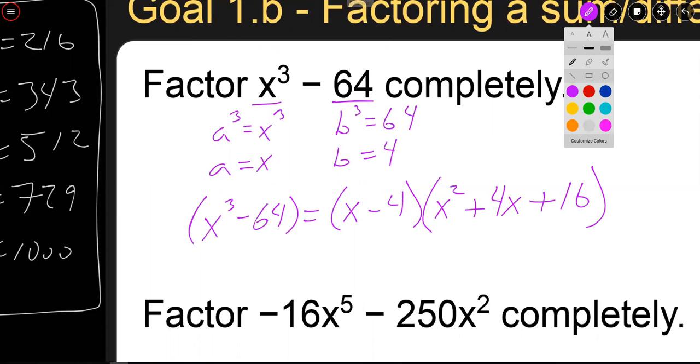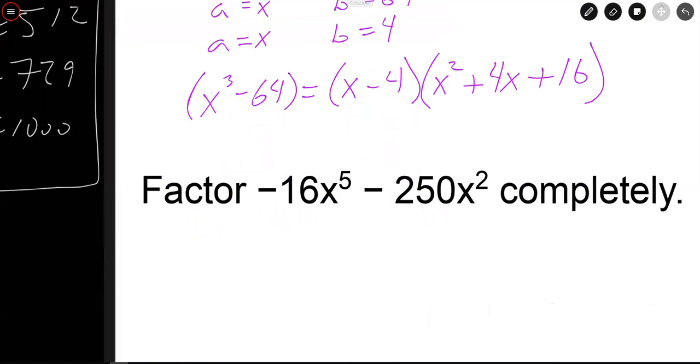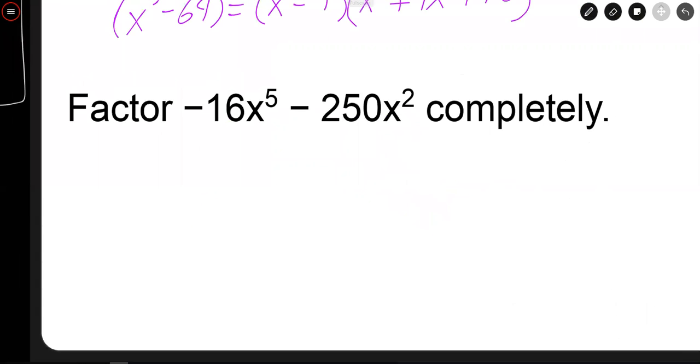Okay, let's try another one. This one's a little bit more complex. I've got negative 16x to the fifth minus 250x squared, and we want to factor that completely. So very quickly, you'll notice, and actually, I don't know why I'm writing this out. I'm just going to talk about it on the text here. I've got negative signs in front of both of these.